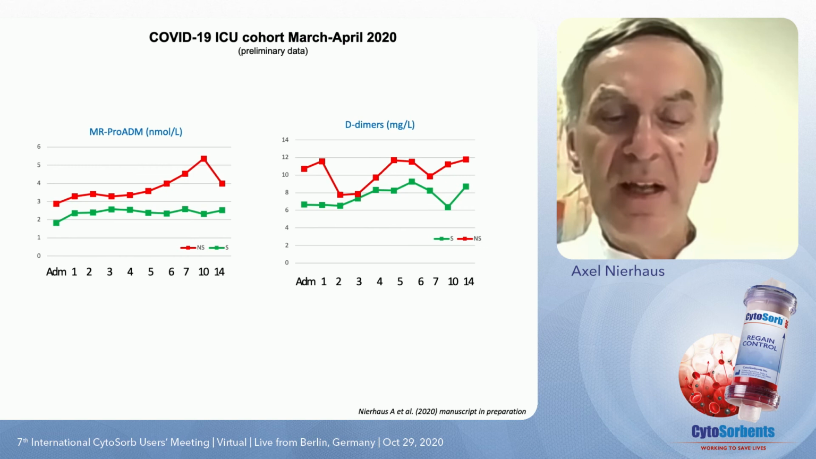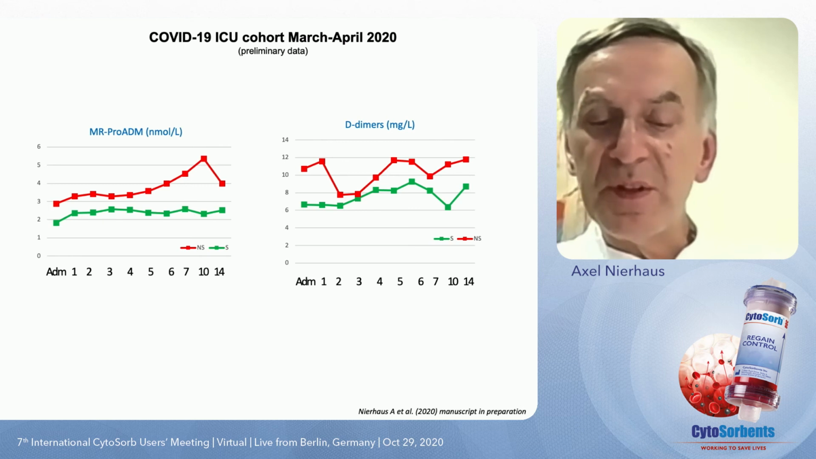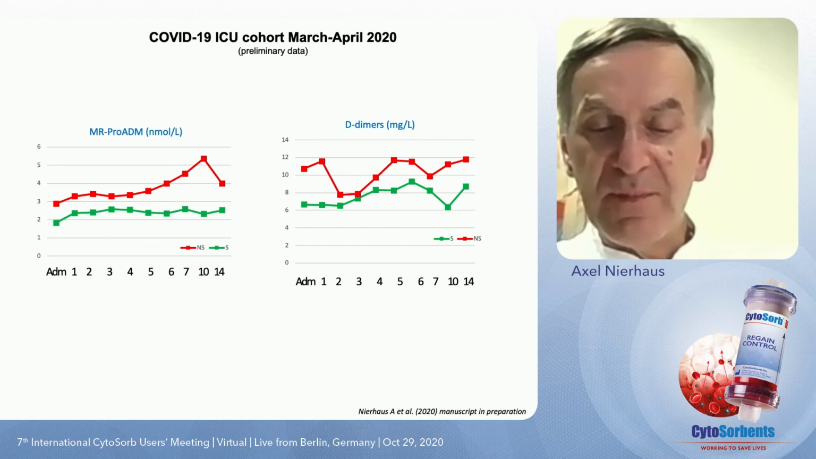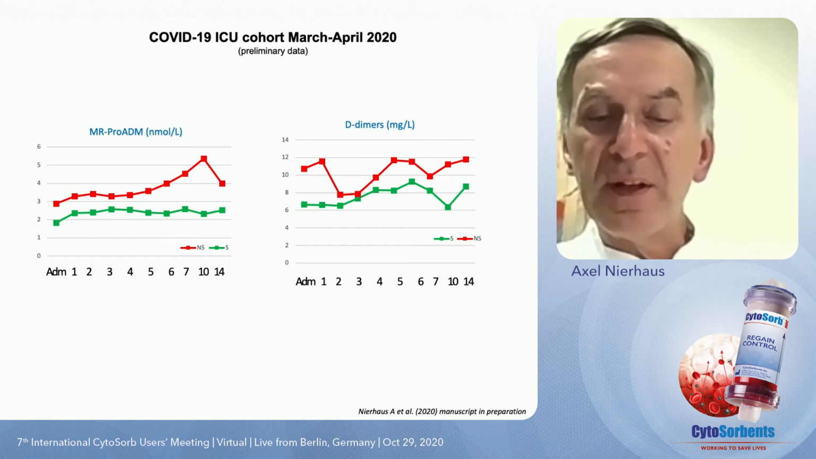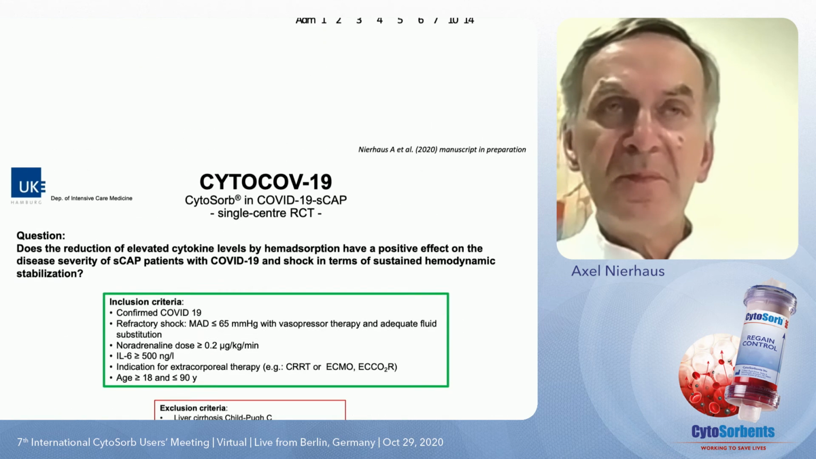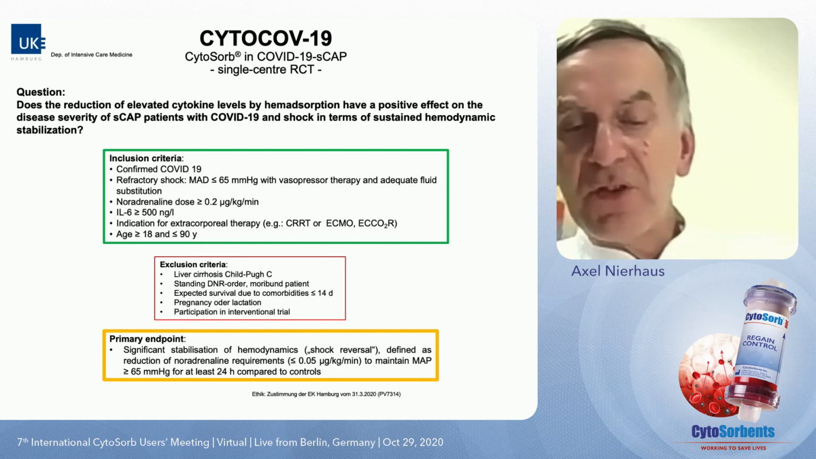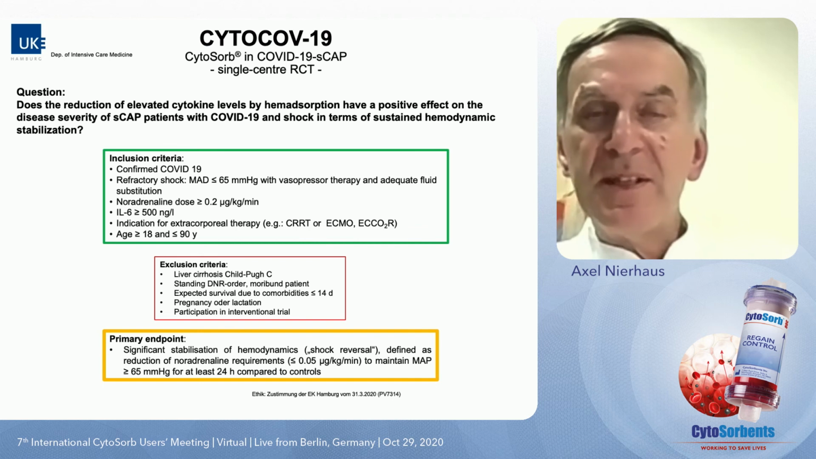As I said, this marker, MR-Pro-ADM, was significantly higher in the non-surviving patients, and the same was true for D-dimers. We observed these patients over a period of 14 days. Now, because we wanted to start not only an observational trial, but of course an RCT, we started CytoSorb-19. Next, please. We had the question: does the reduction of elevated cytokine levels by hemadsorption with CytoSorb have a positive effect on the disease severity of patients with COVID-19 and shock in terms of sustained hemodynamic stabilization?